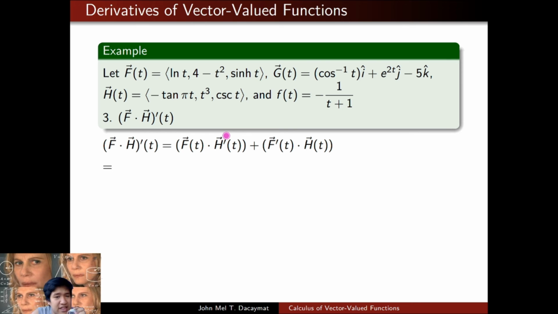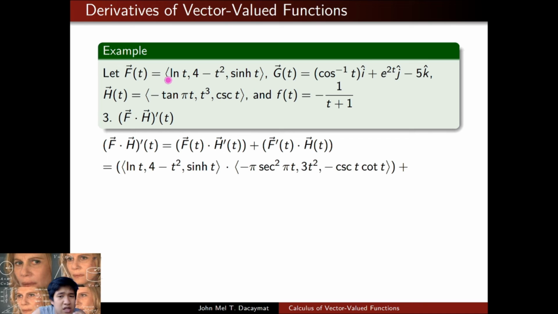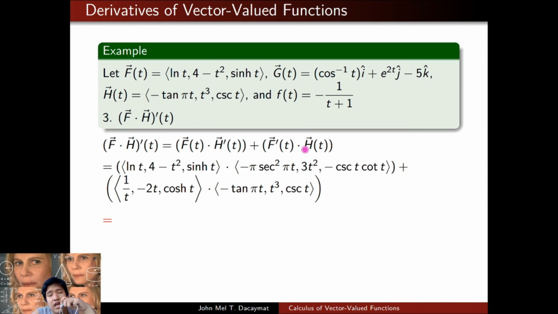Again, let's plug in. F is just this one. H prime, derivative nito, na-compute nyo na kanina to be this one. Plus F prime is also computed sa number 1. And H is this one. If you want to compute again F prime and H prime, bahala kayo sa mga buhay nyo. Doing this, performing this operation, unahin natin yung dot products within the parentheses before adding the 2.